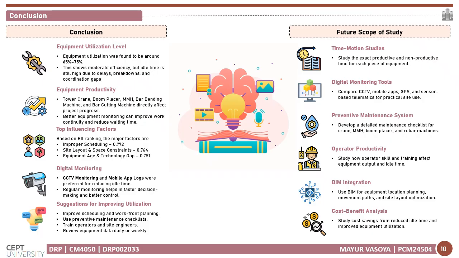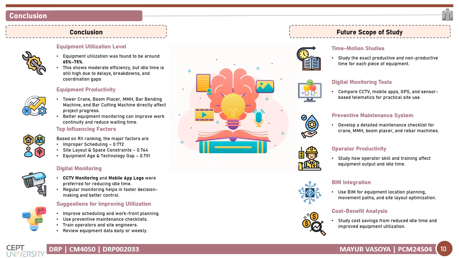The study also found that digital monitoring tools can support better equipment management. CCTV monitoring and mobile app logs were preferred because they are practical and easier to implement. The breakdown log showed that the tower crane experienced the highest number of breakdowns, especially due to cable, voltage, trolley, and jumping related issues. And the final conclusion is that equipment utilization can be improved through better planning, proper scheduling, preventive maintenance, skilled operator training, digital monitoring, and regular performance review.